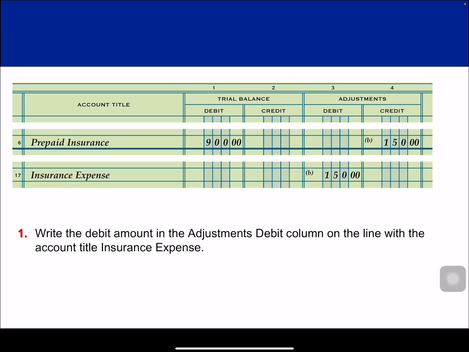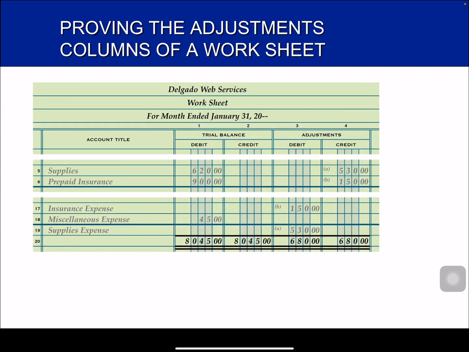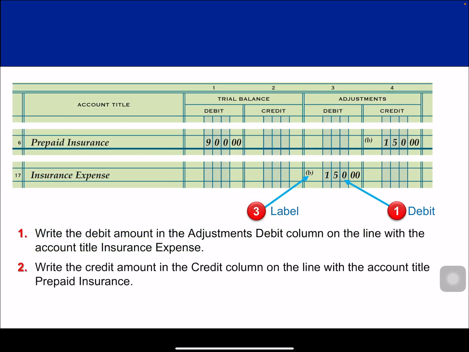Recording that on our worksheet, we'll write the debit amount in our adjustments. It's going to be to insurance expense. Our credit will go to prepaid insurance. We're missing part of this slide, but go there. And then we will label each one with the letter B to show that that's our second adjustment.